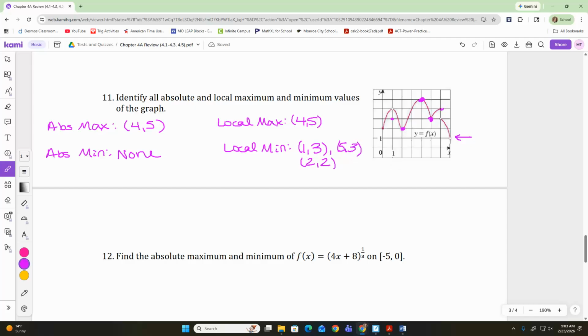Okay, this one right here, there's a break in the graph, but it's not the endpoint. There are points on both the left and the right, and it's higher than both of those, so that makes it a local max. That's 6, 4.